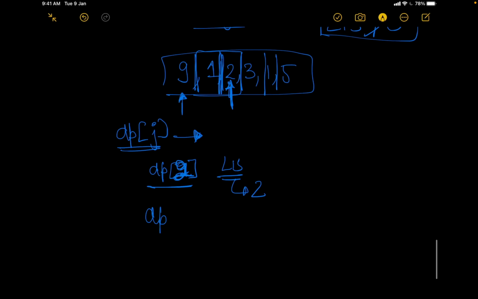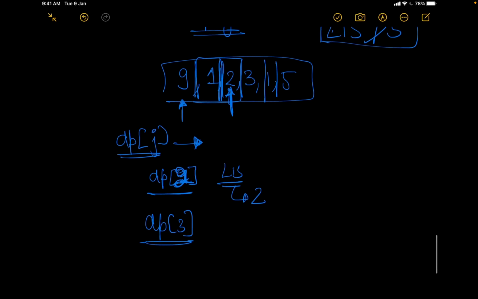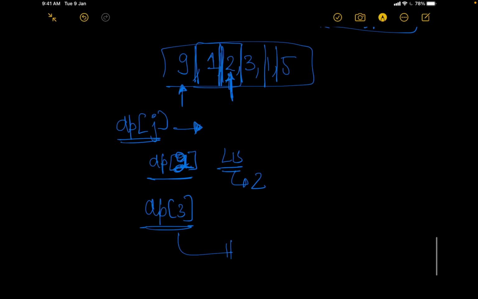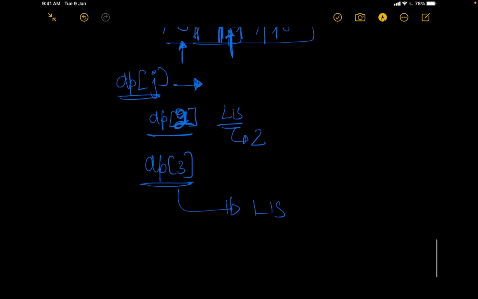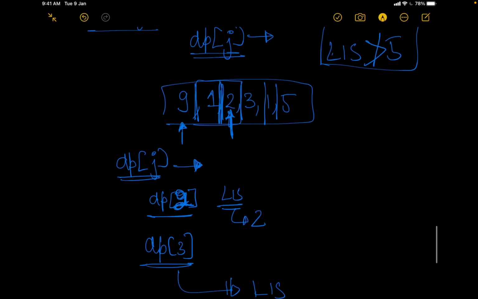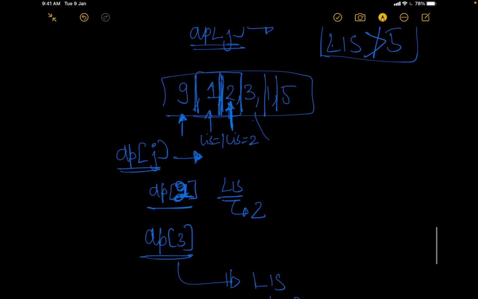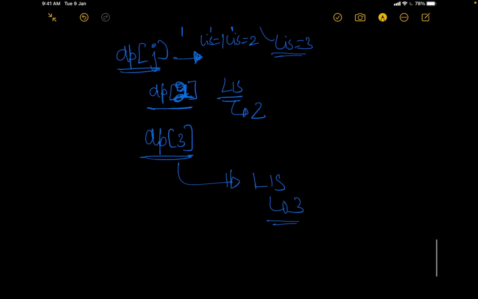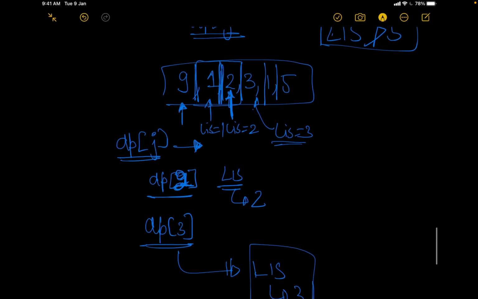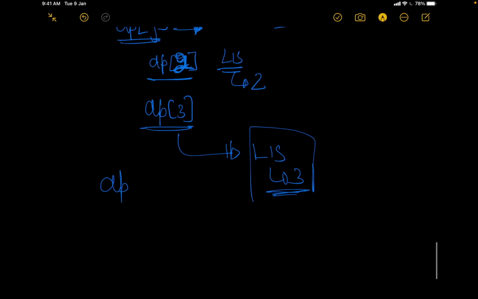At what would be dp of 3 now? So dp of 3 would be at what element would I be able to make a LIS of 3. So over here this had a LIS of 2, this had a LIS of 1, this had a LIS of 3, right? So this would say that the leftmost index at which I am able to make a LIS of 3 is 3. Now we'll similarly calculate dp4.